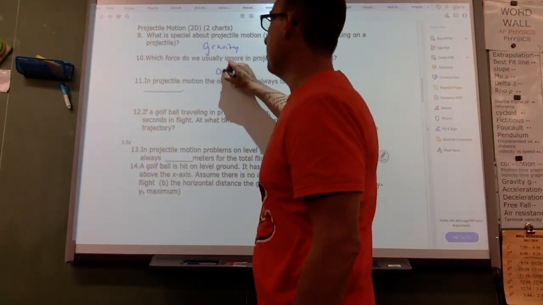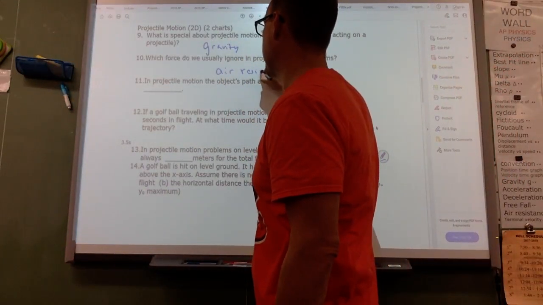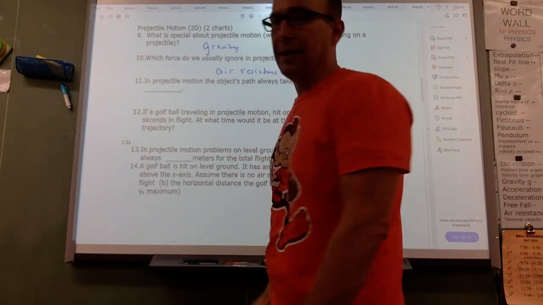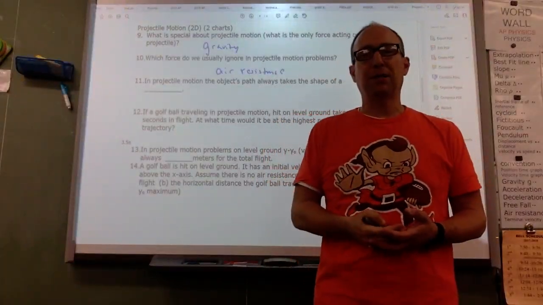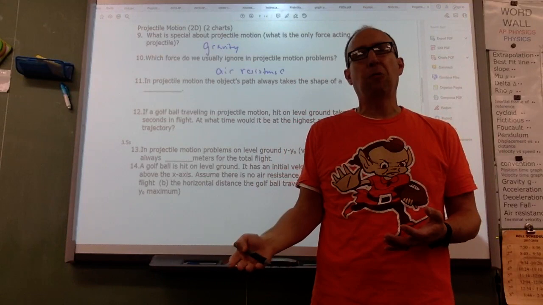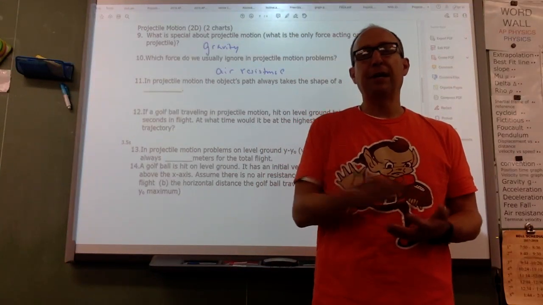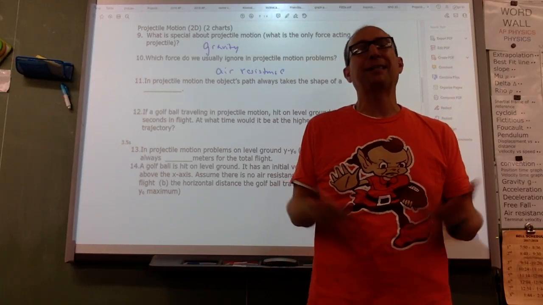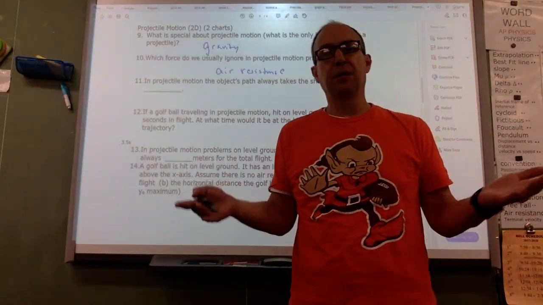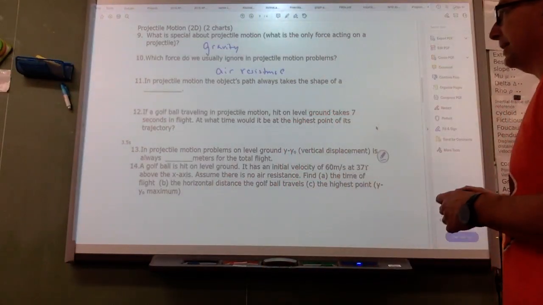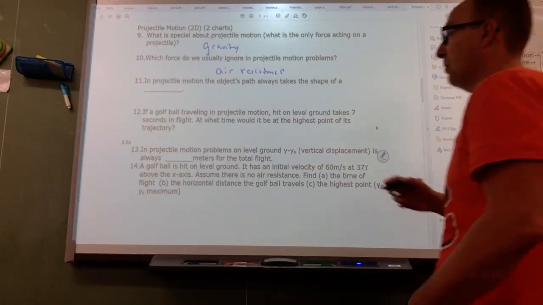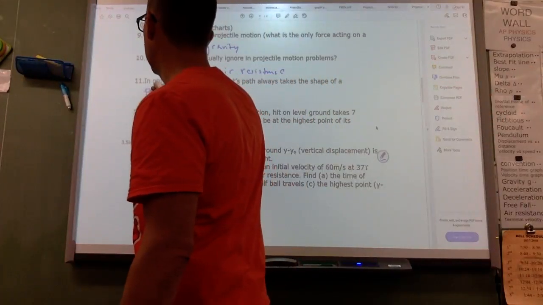The force that we usually ignore is air resistance. So we know that even in the lab there is some air resistance, but we're launching things, even when we went outside, they're going such a short distance and gravity is such a bigger effect on them that we can say that it's negligible. We can disregard it. In projectile motion, the object's path always takes the shape of a parabola.